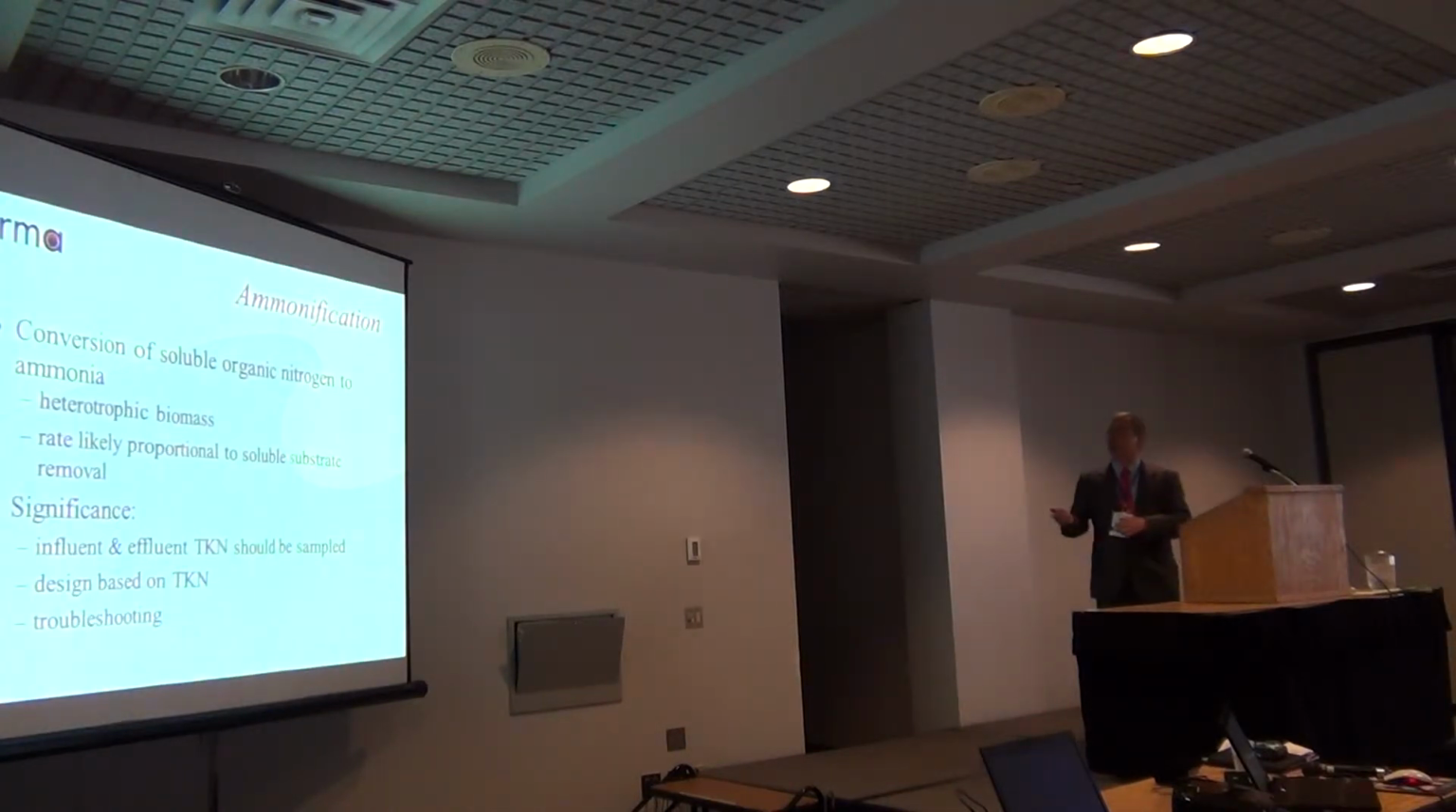And as I've already mentioned, ammonification is essentially the conversion of organic nitrogen, NH2 minus, to ammonia. It's typically tied in with the rate at which your BOD oxidation is occurring. And the significance is that when you're designing or looking at problems in a nitrification system, you need to know that influent TKN number. A lot of times people just focus on the ammonia number. That's only part of the picture. If you have to troubleshoot these systems, you need to know what the load coming in is. So TKN is really the important number when you're designing or troubleshooting.